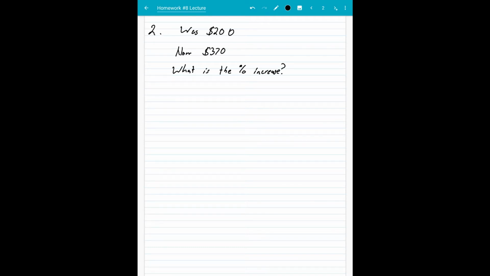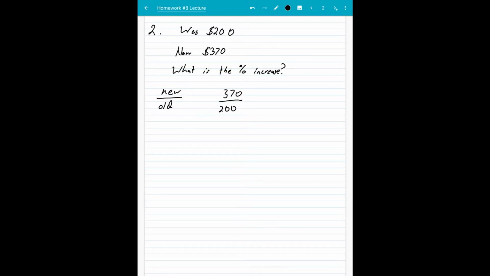So how we calculate percent increase and decrease is kind of like this. This is the way that I like to do it. We want to take the new price and divide it by the old price. And that's going to be the way that we're going to find the increase. Because remember, old represents the whole amount that was given. And that would be the initial price. The new one is how much we're increasing it by. So we're going to take the new price, which is $370, and divide that by the old price, which was $200.